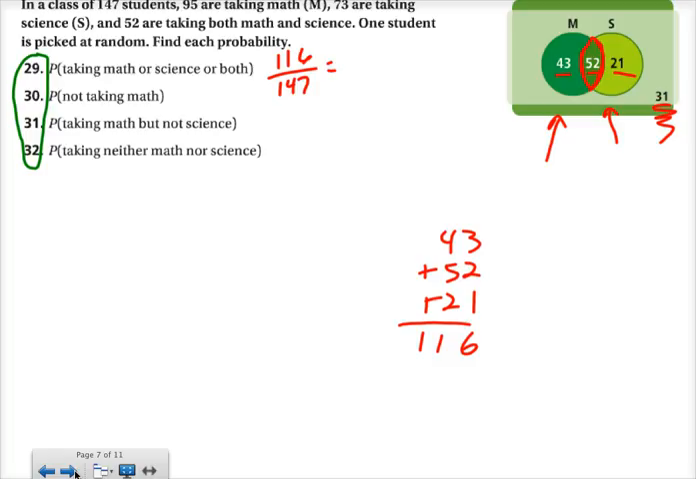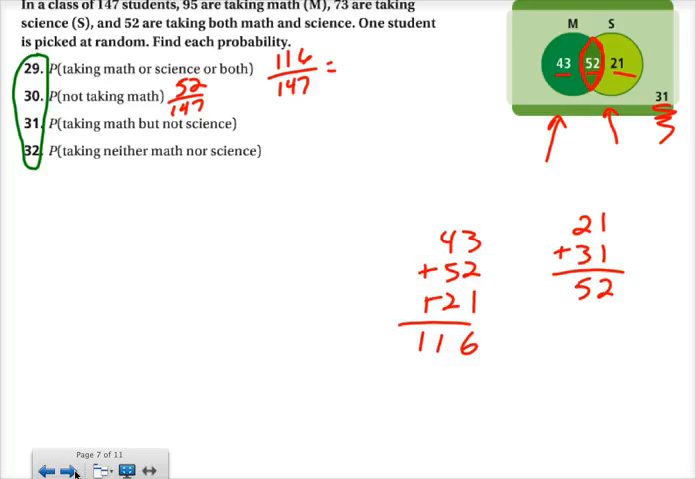Number 30 says the probability that they're not taking math. All right, everybody in the dark green circle is taking math, so we're not going to count the people in the dark green circle. What we are going to count is the light green circle, because those people are just taking science, and then those 31 people that are going to be miserably uneducated for anything after high school, and that's going to give us a total of 52. And again, we know the total of all of the students is 147. So 52 out of 147. Those poor people, they're not taking math. Oh, I ache for them.